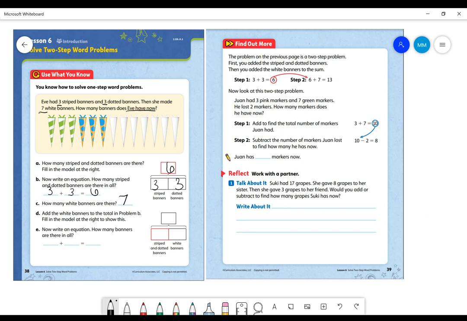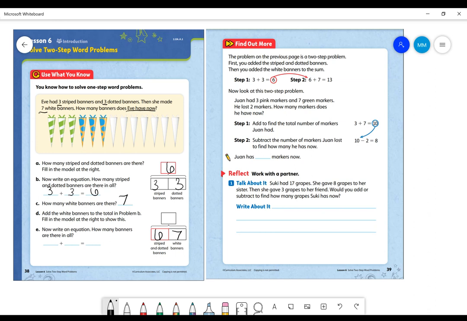So think about last week when we were using arrays to add more than 2 parts together. We had to find the whole of 2 parts first before we can move on to another part. It says add white banners to the total in problem B. Fill in the model at the right to show this. So remember, in this one, we found how many striped and dotted banners there were together. How many were there? There were 6. And she also made 7 white banners. Now I can find my whole because I added 2 parts first and I took that whole to add it to my other part. So what is 6 plus 7?